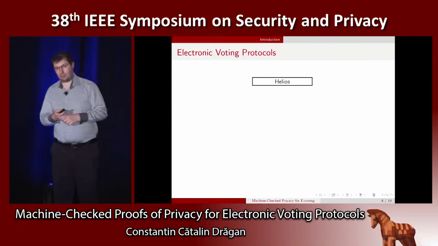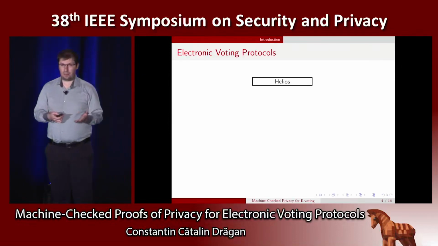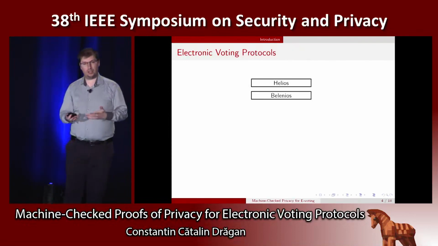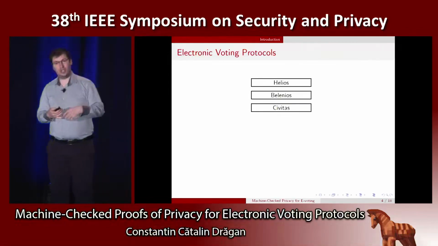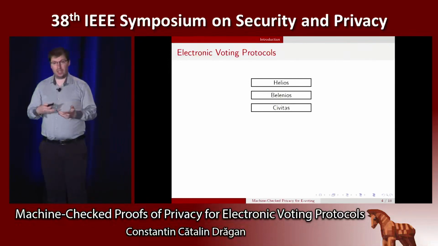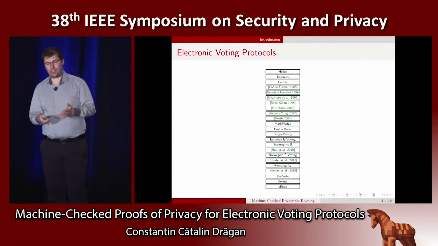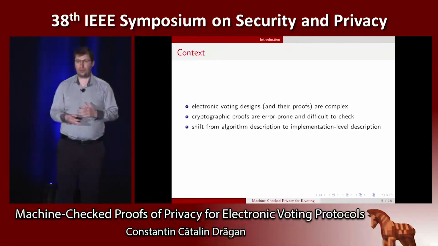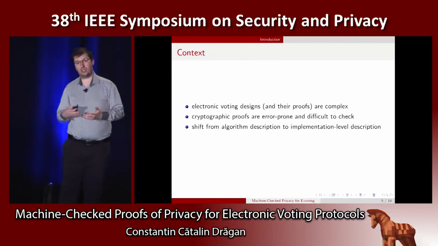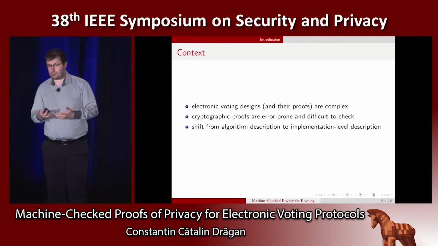One protocol, for example, that provides privacy and verifiability is Helios. Then you may have Belenios, which is a variant of Helios, but in addition to these two properties, offers in its latest form receipt-freeness. Then you may have Civitas, which offers, besides privacy and verifiability, coercion resistance, and I could go on and on. The point that I'm trying to make is there are a lot of voting protocols, each with their own definition and a security proof, depending on which property they satisfy.